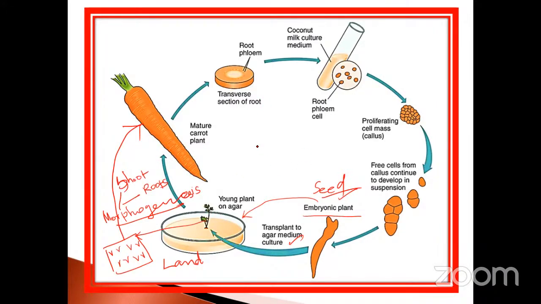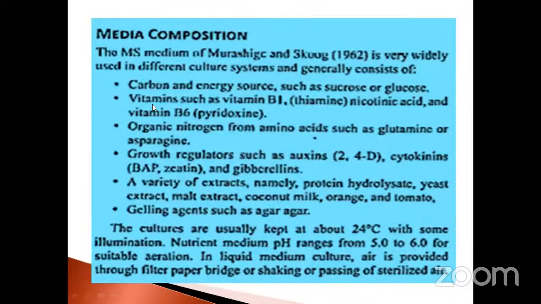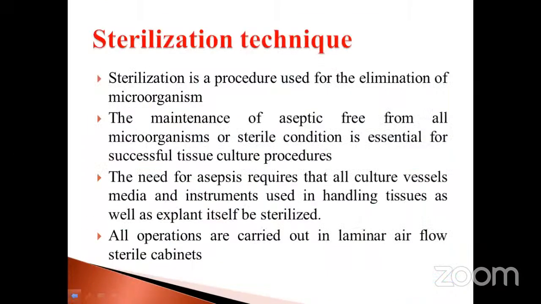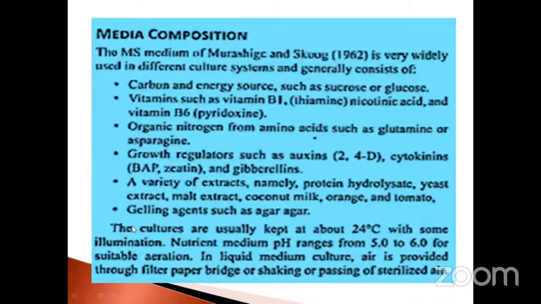So the cycle will be repeated again and again. This is one of the most important techniques: tissue culture, otherwise called somatic hybridization, micropropagation. All three names are here. Already we discussed media composition, the MS medium, isn't it, my dear? We already discussed the MS medium.